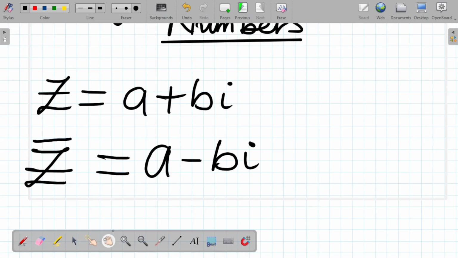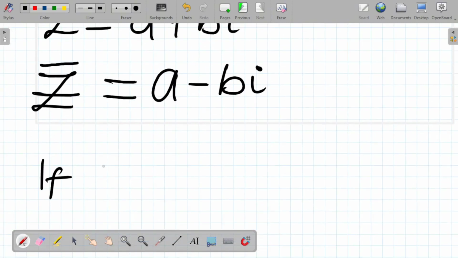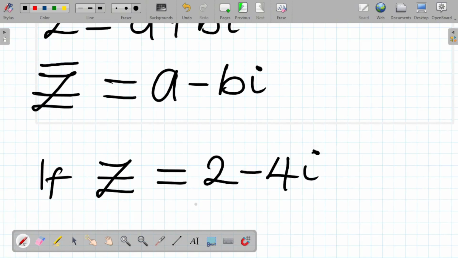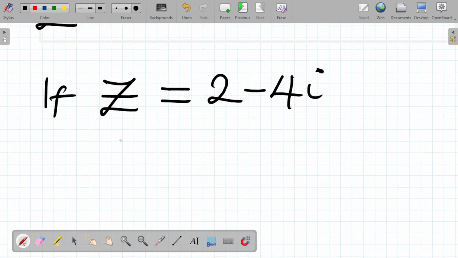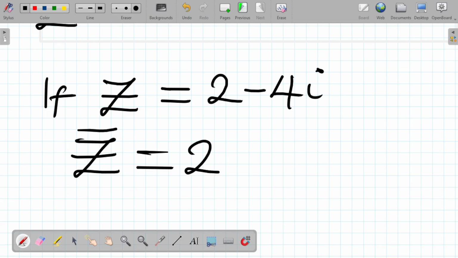Let's take another example. If z is equal to 2 minus 4i, and we are asked to find the conjugate of z, the conjugate of z, which is z bar, is equal to 2 plus 4i. Just change the sign attached to the imaginary part. That is what makes it a conjugate of a complex number. To find the conjugate of a complex number, simply change the sign of the imaginary part. So this is our final answer.